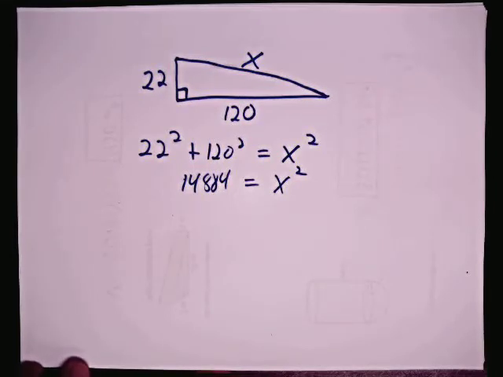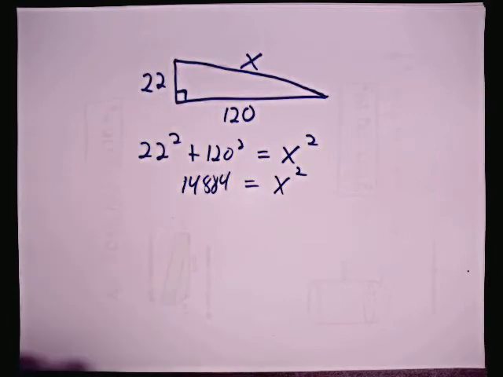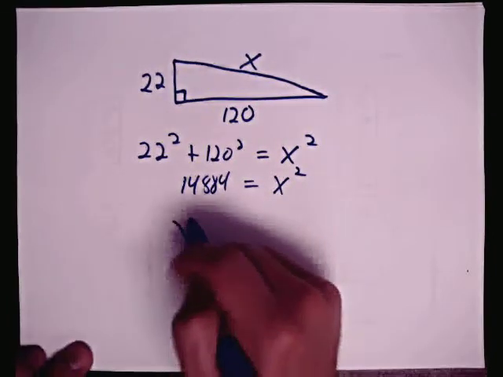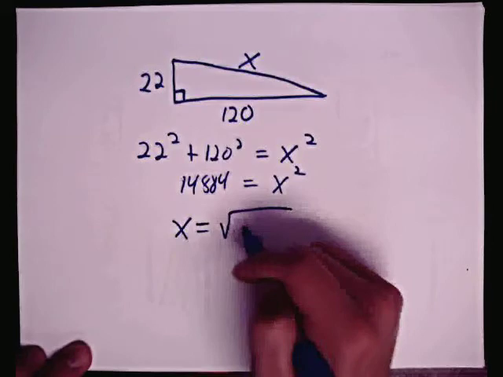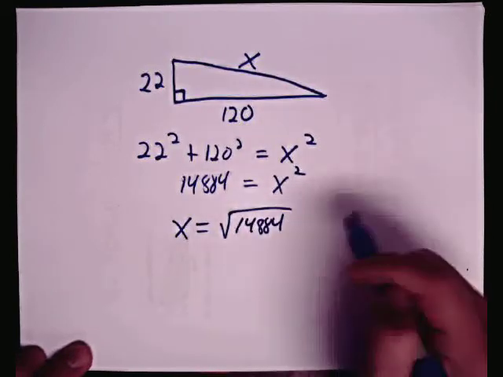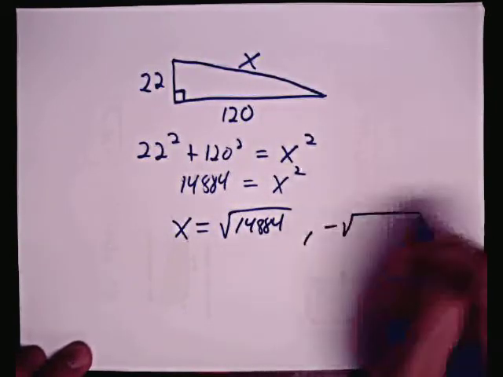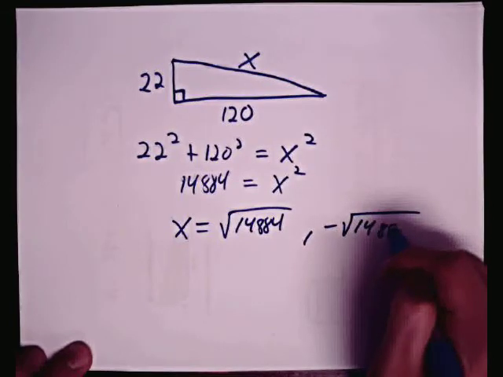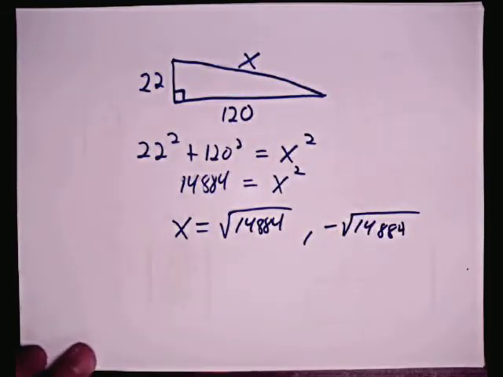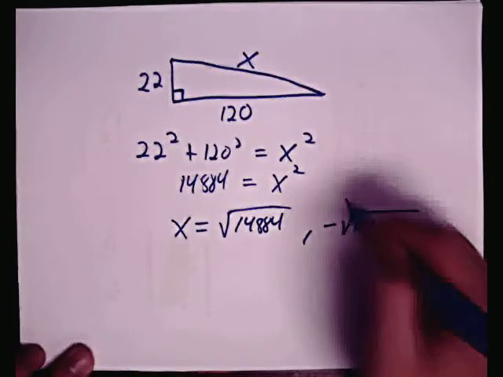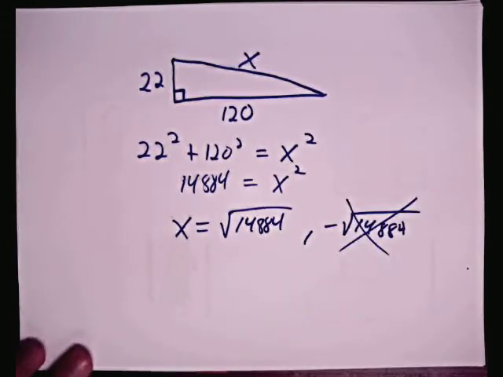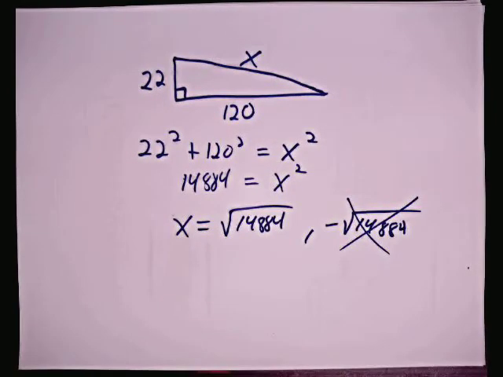So this is just a simple quadratic equation that we can solve with the square root property. If x squared equals 14,884, x would equal the square root of 14,884 and negative the square root of 14,884. Since x represents a length, we would want to disregard that solution since lengths cannot be negative.